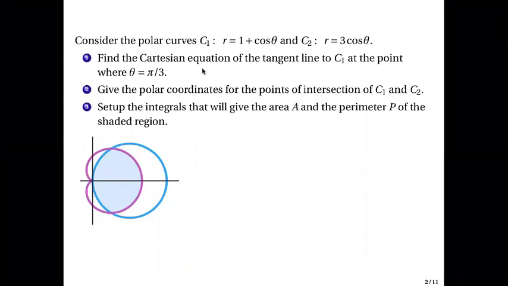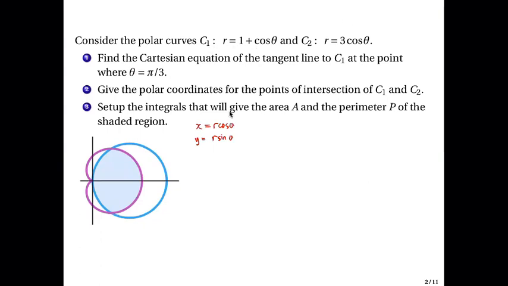First, we want to find the Cartesian equation of the tangent line to C1 at the point where theta equals pi over 3. Okay, so we want the Cartesian equation. So we recall the conversion of polar curves to Cartesian, and we can convert this polar curve to its corresponding Cartesian equation by using the substitution x equals r cosine theta and y equals r sine theta.